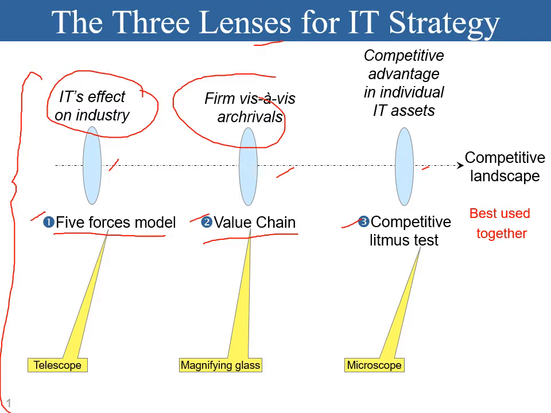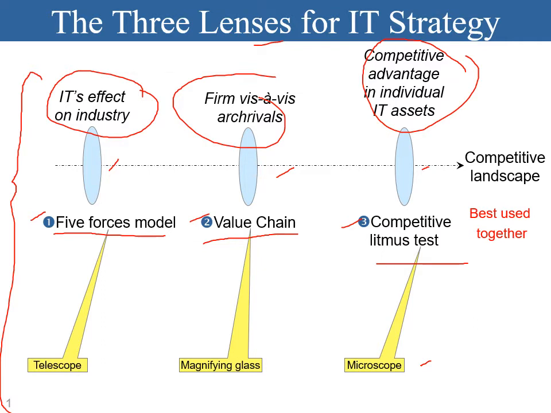So the third one is the competitive litmus test. This lens is like your microscope. You can use the competitive litmus test to zoom in on an individual IT asset, right? So that you would know whether the IT asset can offer a sustainable competitive advantage over your archrivals, right?